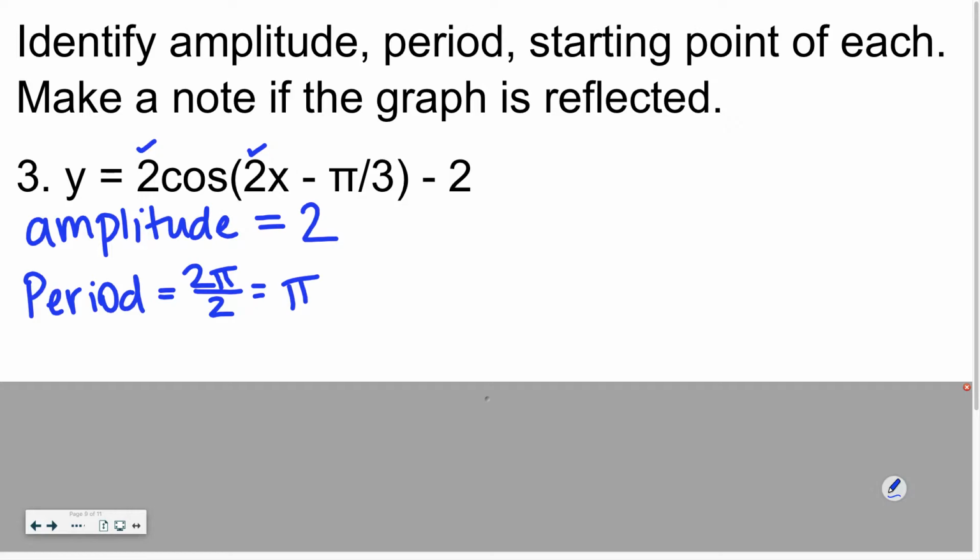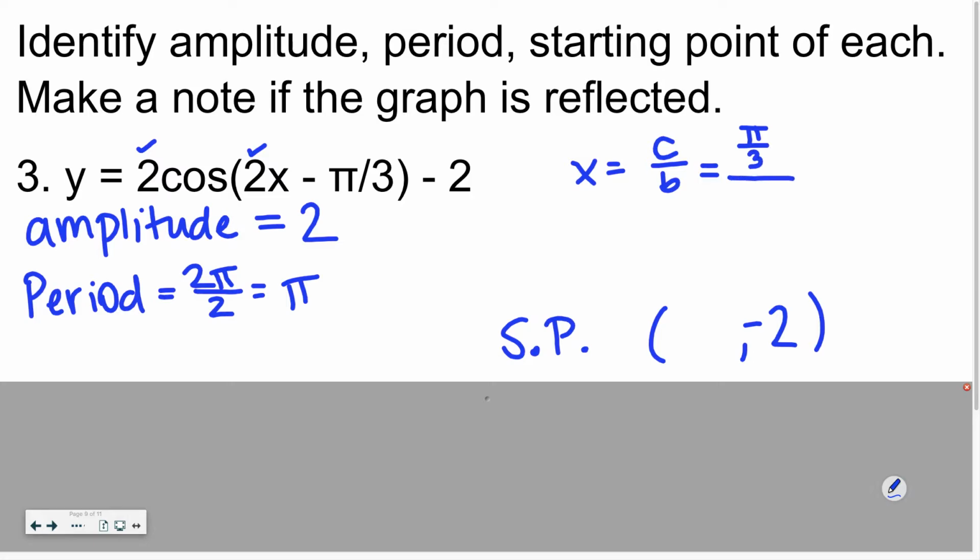Okay, now we need to calculate our starting point. Now our starting point, I'll do this a little bit backwards. What's the y value of our starting point? Okay, this right here is our d value. It's -2. Now the x value of our starting point, we have to do a little bit of work for. Remember, the x value of our starting point is c over b. Well, our c value is right here, pi over 3, divided by our b value right here, which is 2.